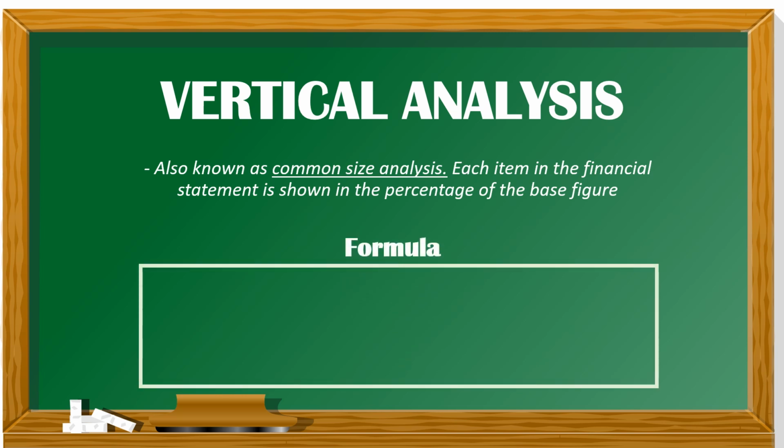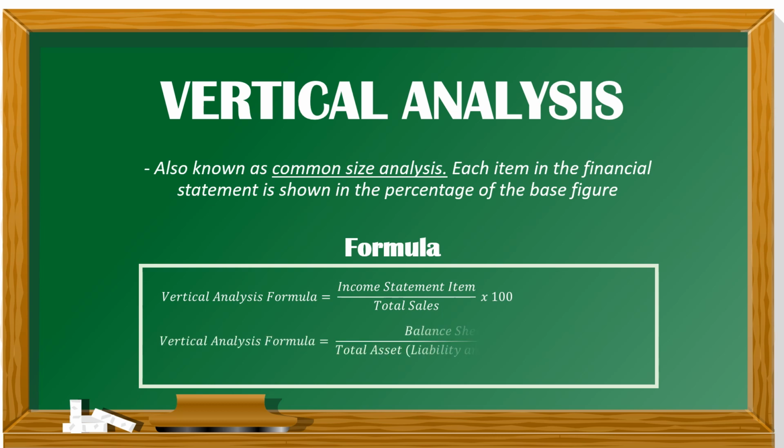We also have two types of vertical analysis. The vertical analysis for the income statement is equal to the income statement item divided by the total sales as the base figure, multiplied by 100. We have here also the vertical analysis for the balance sheet. It is equal to the balance sheet item divided by the base figure, which is the total asset or the total liabilities and owner's equity, multiplied by 100.